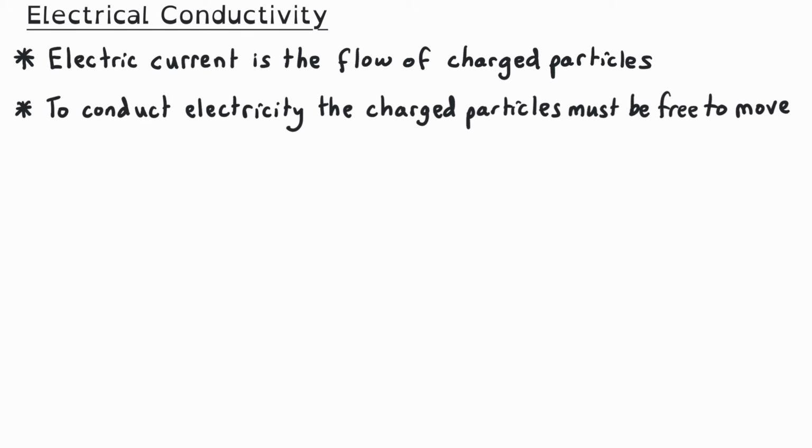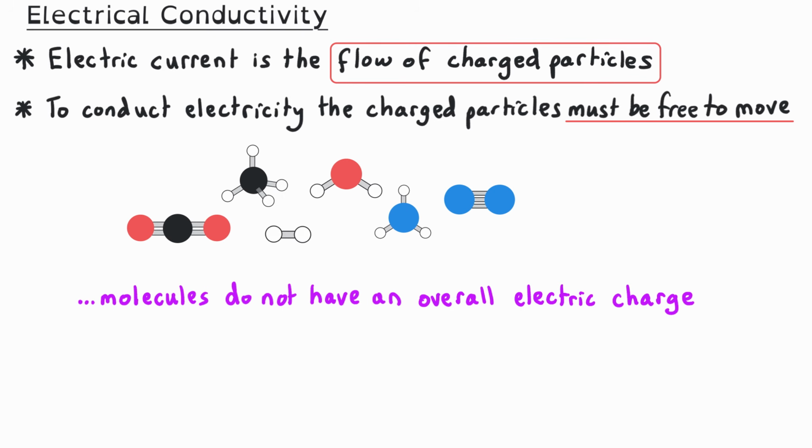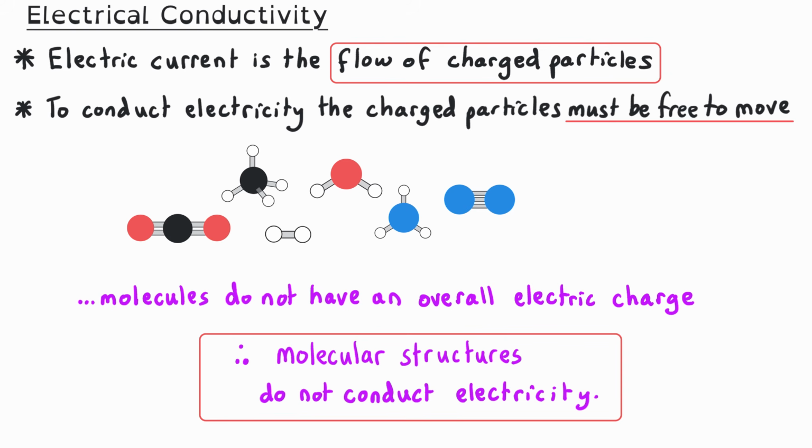Electric current is the flow of charged particles. To conduct electricity, the charged particles must be free to move. So for a material to be a conductor of electricity, it needs to contain charged particles in its structure, and those charged particles must be free to move. Substances that are made from molecules do not have an overall electric charge, as they contain covalent bonds where electron pairs are shared, and so as a result, small molecules do not conduct electricity.